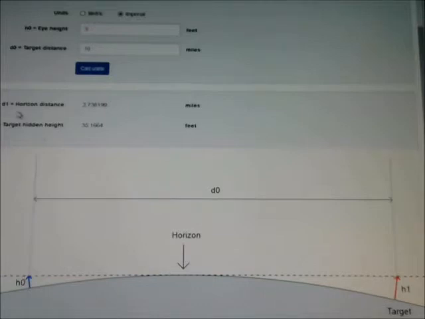This calculator says that basically my horizon distance is 2.7 miles out right here. I'm supposed to be standing here, and right there, that's when the Earth starts blocking out everything. 2.7 miles. We know that this is inaccurate information.